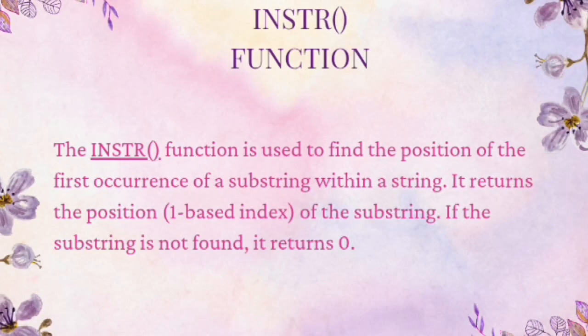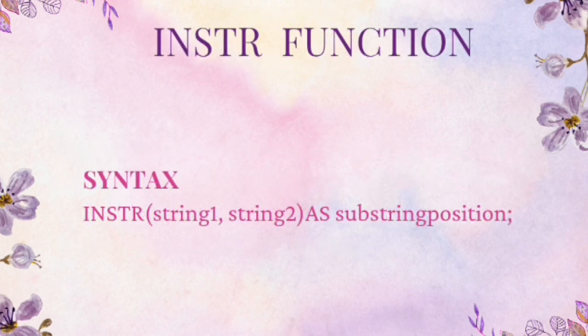Next function is the INSTR function. The INSTR function is used to find the position of the first occurrence of a substring within a string. It returns the position, 1-based index, of the substring. If the substring is not found, it returns 0. Syntax: INSTR(string1, string2) AS substring_position.